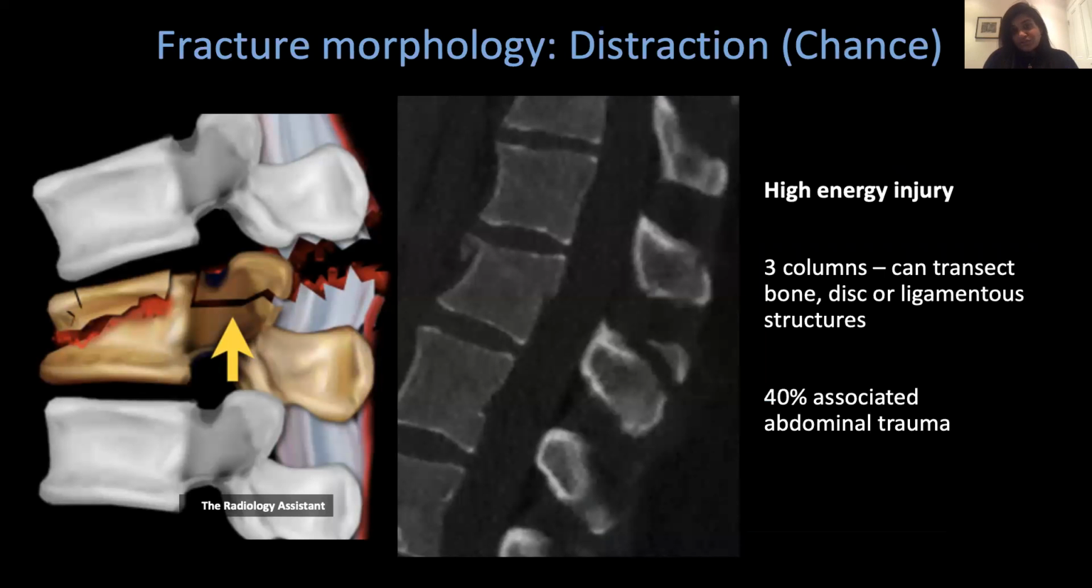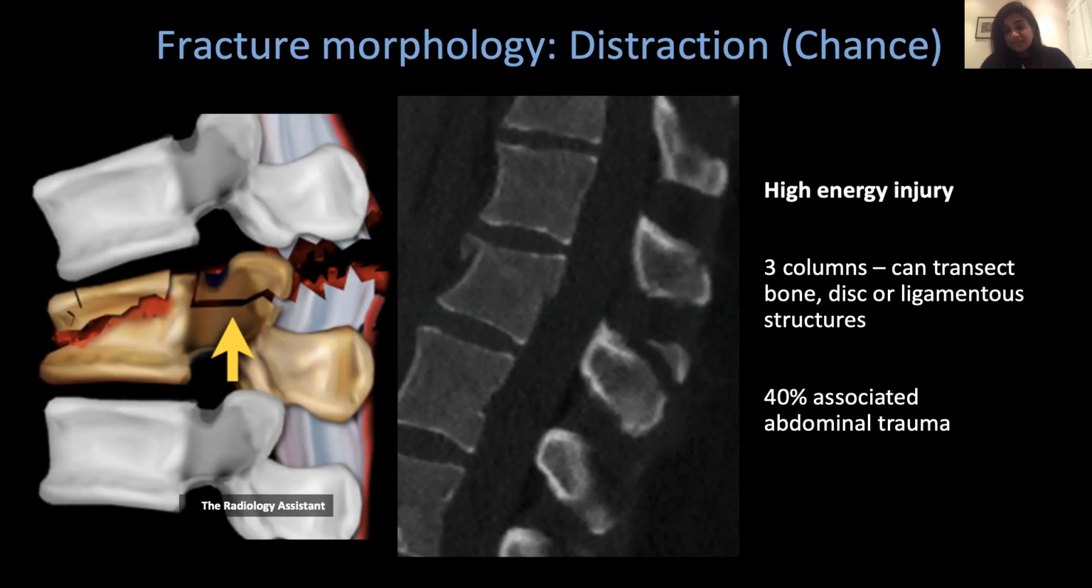And then we're going to move on to fracture morphology being the distraction type. So the Chance type fracture. So this is a high energy injury. It involves 3 columns. Often the posterior and middle columns have the failure in tension, and then you can also get an anterior column failure in compression. And these are different from burst and compression fractures, which are due to just simple compression. Here there's a severe tensile force.